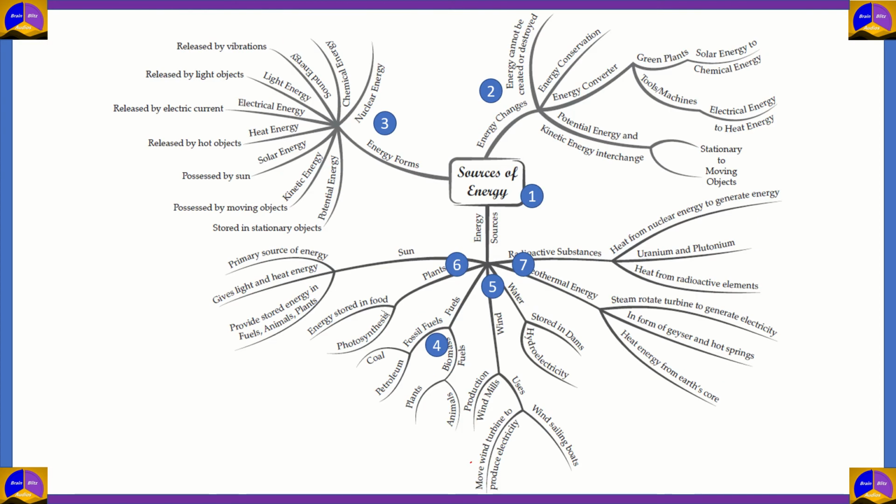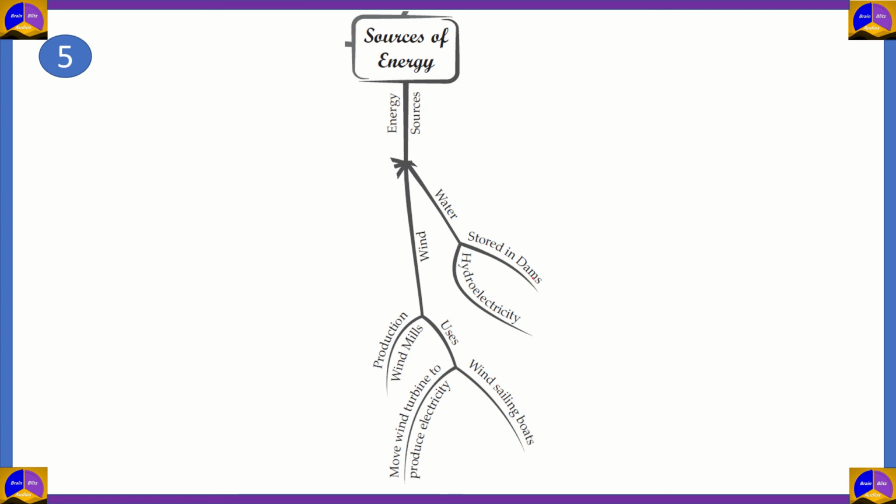Now, when we look at other sources which are traditional, we come across sources such as wind and water. We have traditional dams that are used for energy production, and we also have windmills, which were earlier used to grind corn and other grains using wind, and now we have wind farms where we convert wind energy to electricity.